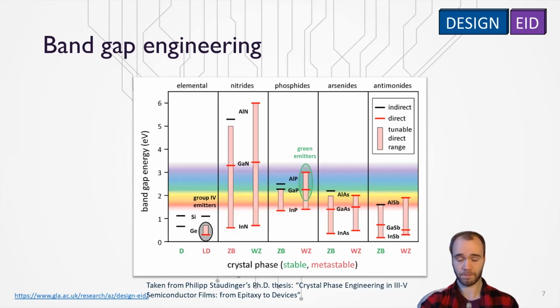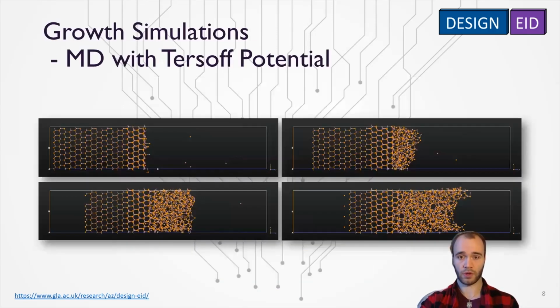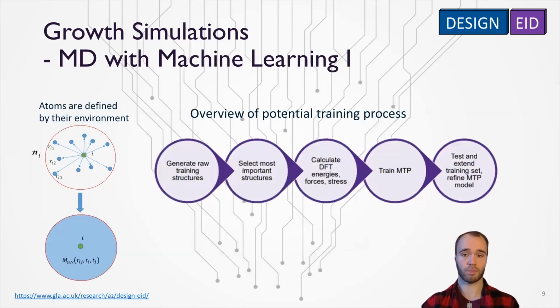So, at first, I naively tried to simulate the indium phosphide growth using molecular dynamics in Quantum ATK with the included Tersoff potential. I quickly realized that the Tersoff potential wasn't advanced enough to catch the difference between the wurtzite and zinc-blende phases. I then tried to make my own potential using machine learning with the moment tensor potential method.